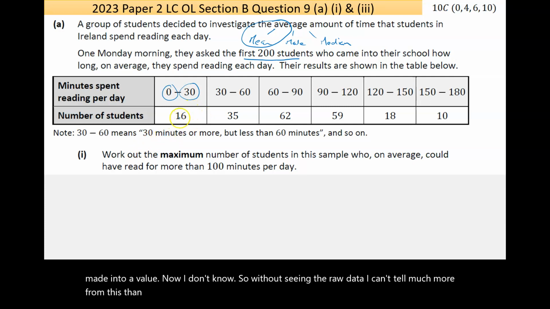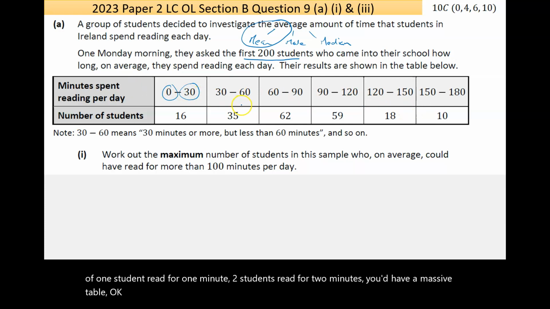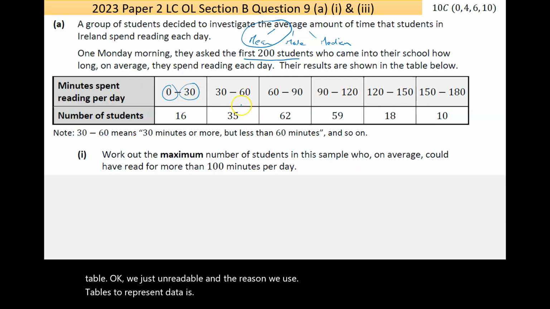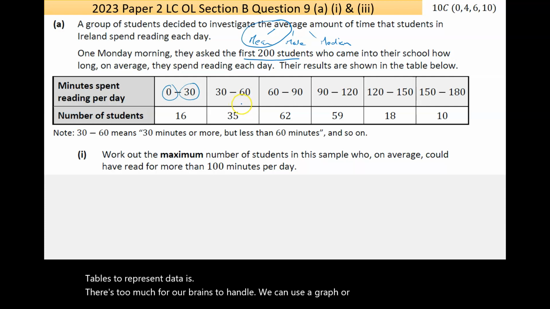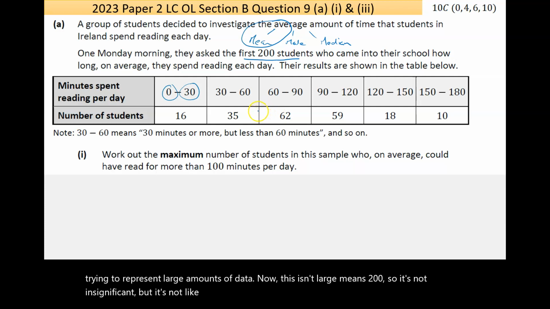Now, we do it because this is probably all spread out. If you made a table of one student read for 1 minute, two students read for 2 minutes, you'd have a massive table. Okay, it'd be just unreadable. And the reason we use tables to represent data is there's too much for our brains to handle. We can use a graph or use a table, but they're just trying to represent large amounts of data. Now, this isn't large. I mean, it's 200, so it's not insignificant, but it's not like 2 million, okay, or 200,000 or whatever.